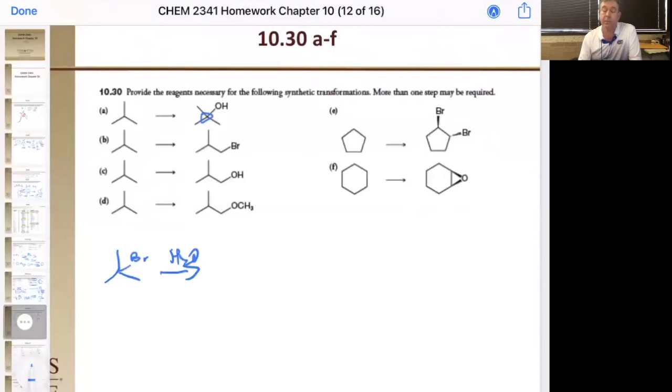And because we need to make it go in, SN1 E1 right here. And so that's going to give us our carbocation, which is nice and stable, and will give us our water here. Okay, let's see what we have with the next one.